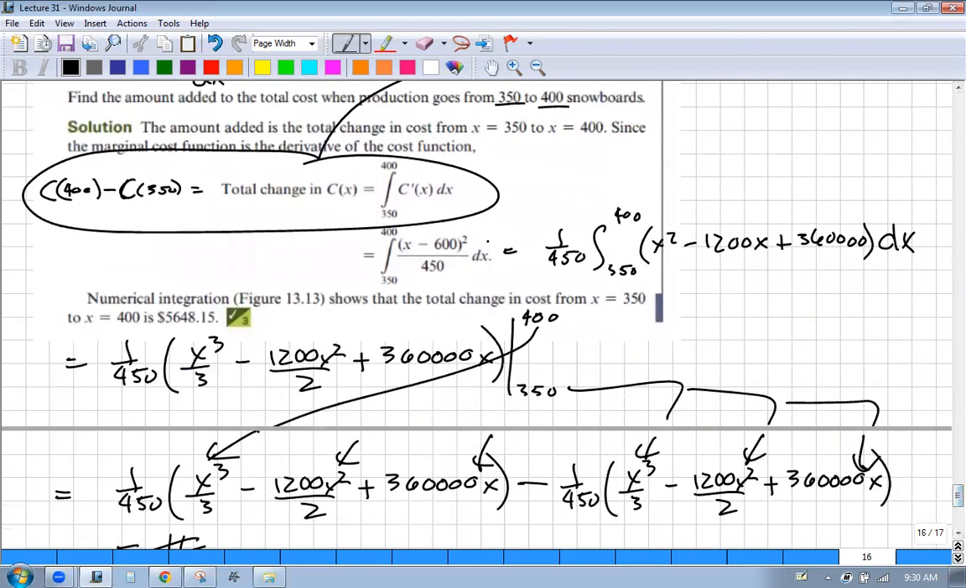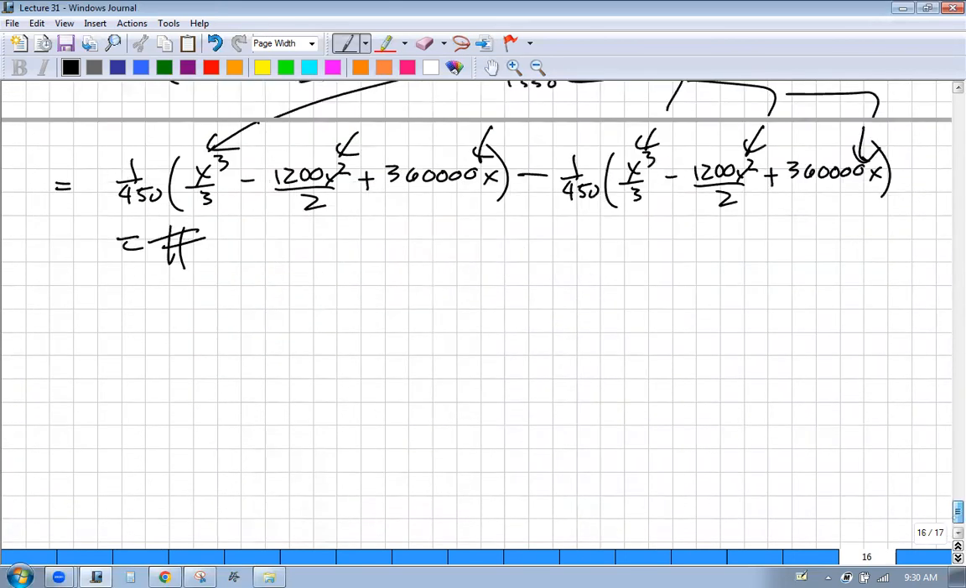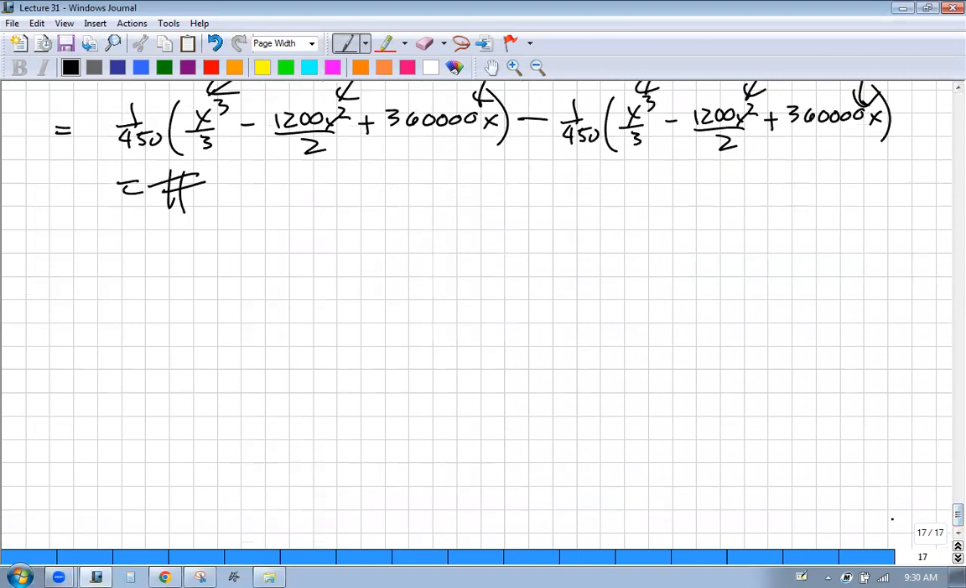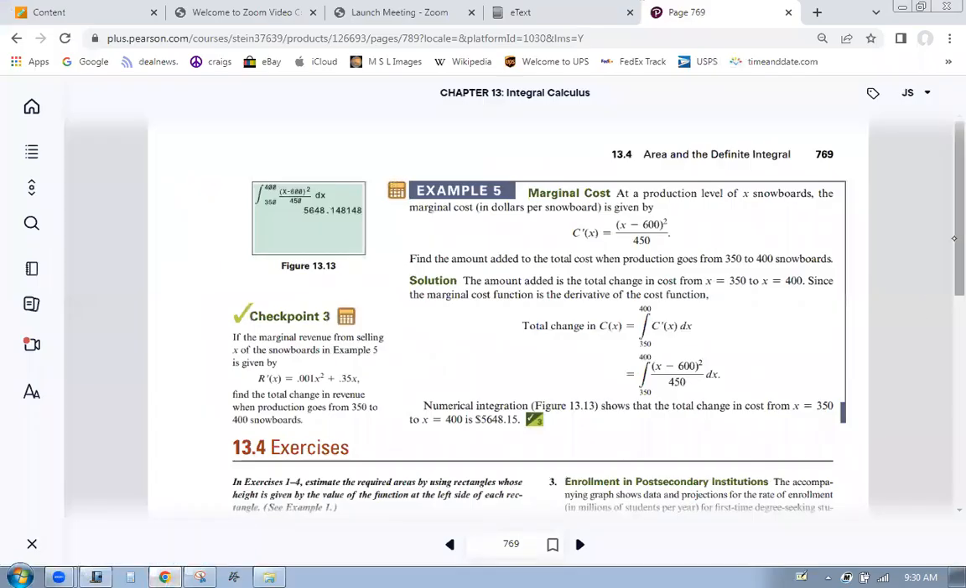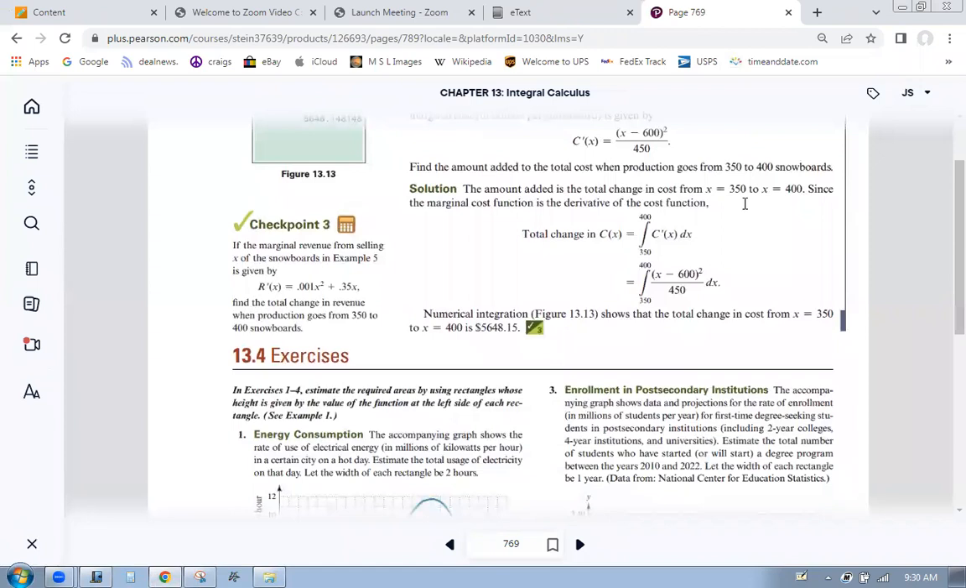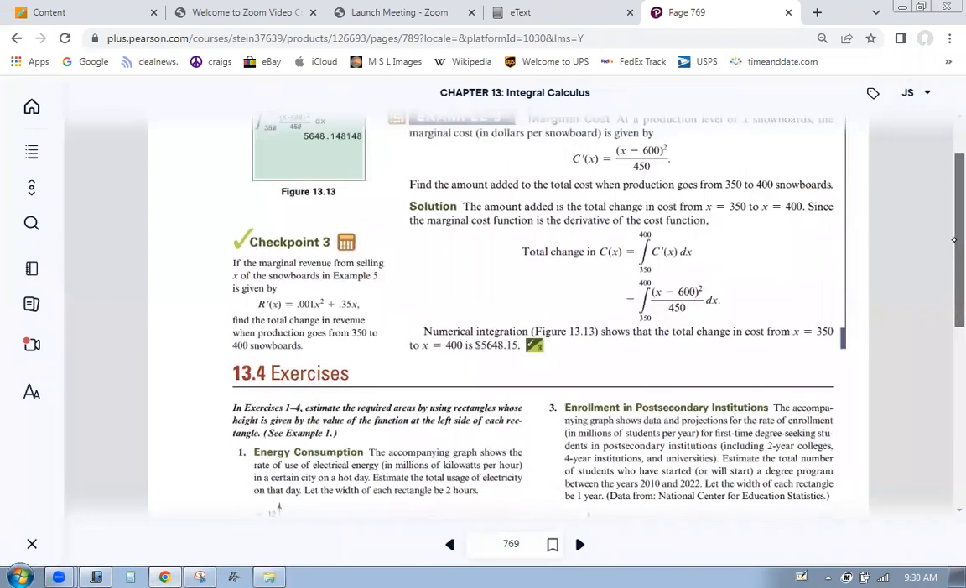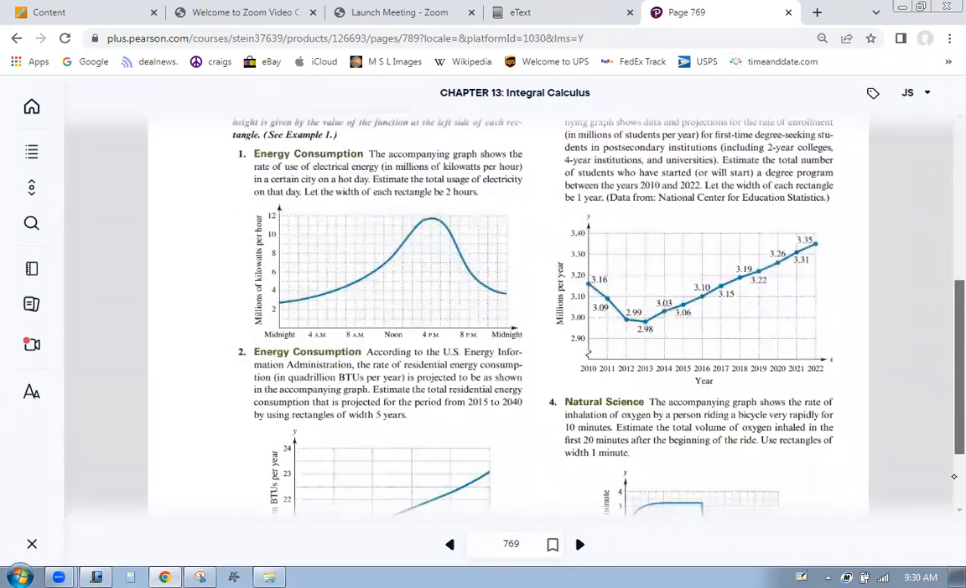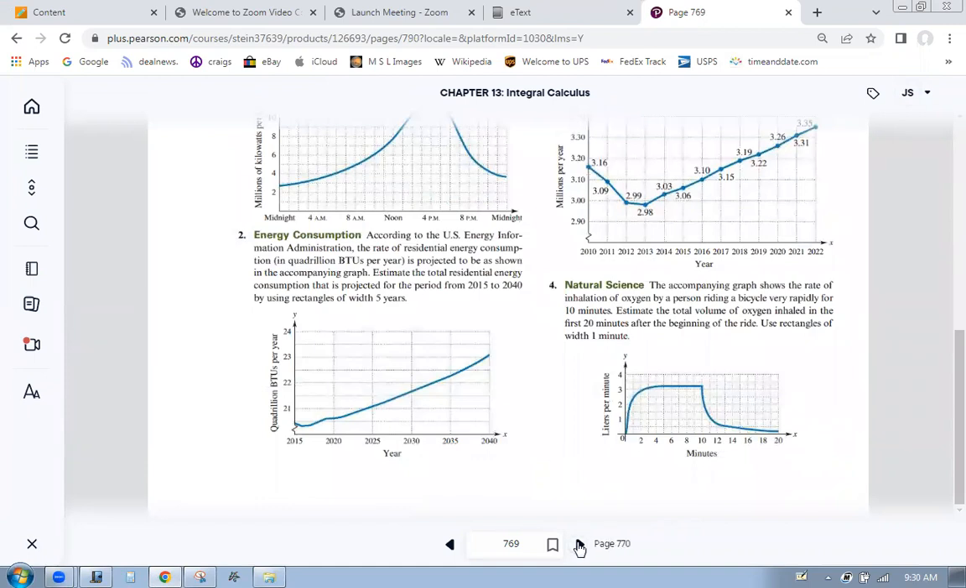All right. This section, they just want you to plug this stuff into the calculator, because the calculators are typically doing the rectangle thing and doing an approximation. Okay. It's boring. Let's look at the calculus, 13.5.